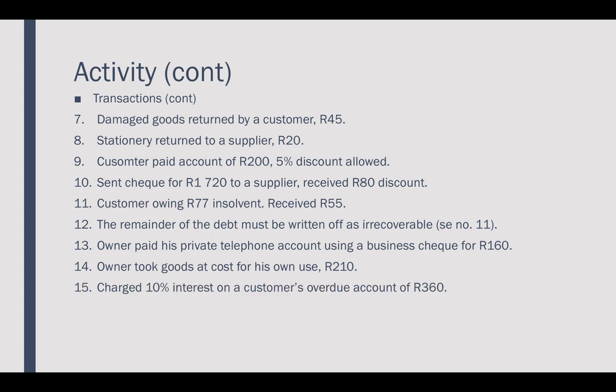Number 15, charged 10% interest on a customer's overdue account of 360 Rand. In this case, the customer was supposed to pay some time ago, but hasn't. And in order to try and encourage him to pay, you're going to make him pay a little bit more than he initially should have. This is allowed, obviously within reason. Interest is often charged on overdue accounts. Obviously, you will debit the customer's account because he owes you more money, but what do you credit?